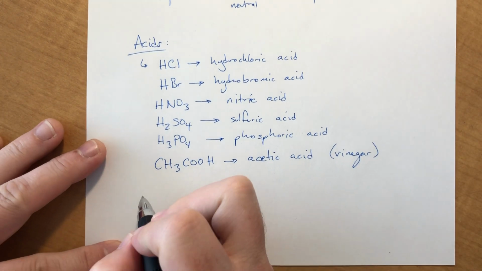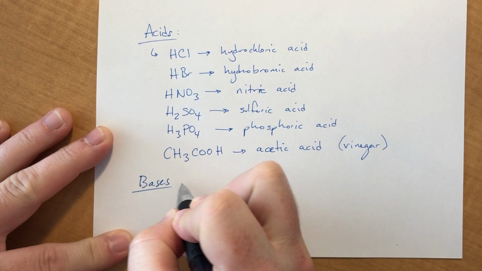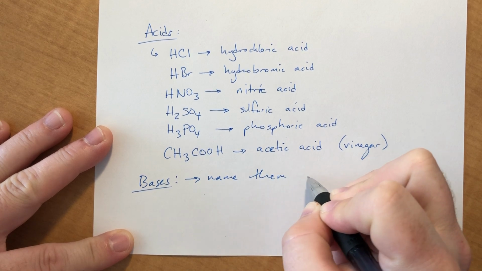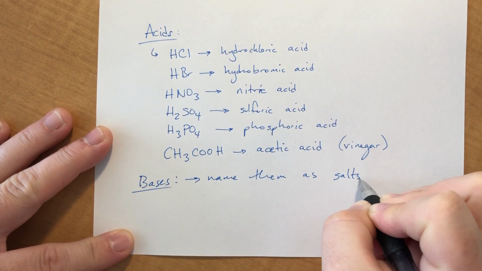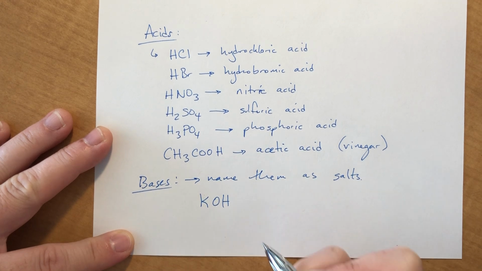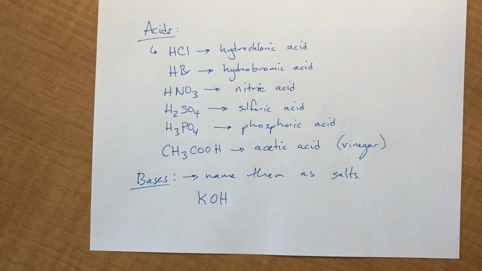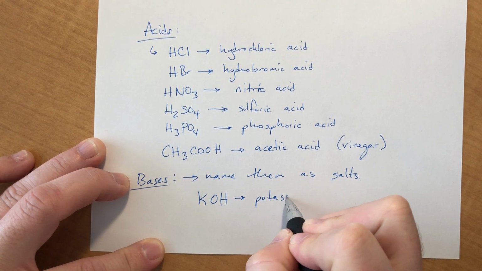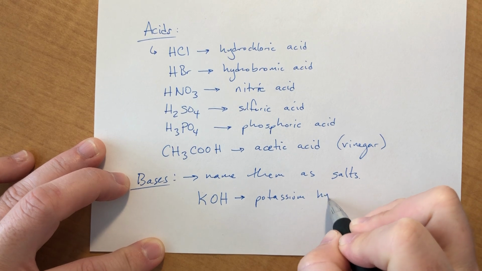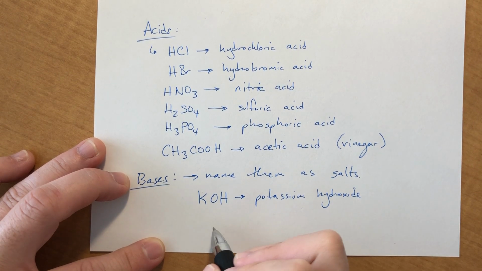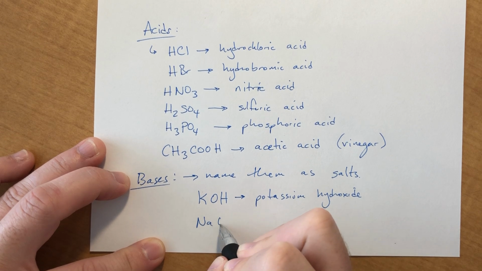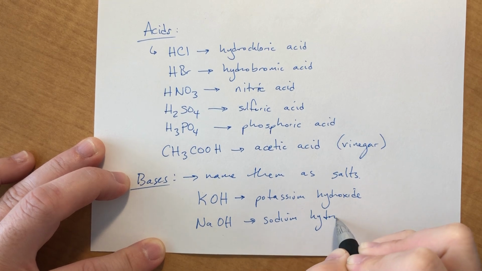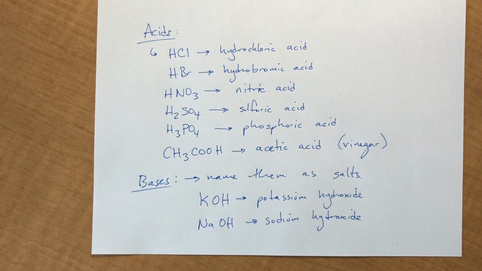As far as naming bases, just name them as salts. Name them as ionic compounds, because they are salts. So for example, KOH is a really typical strong base. This is potassium with a hydroxide. It's just called potassium hydroxide. There's nothing special in terms of naming bases. Sodium hydroxide is another really common base. Okay, they don't have special names, so we don't have to do anything extra to fix this.